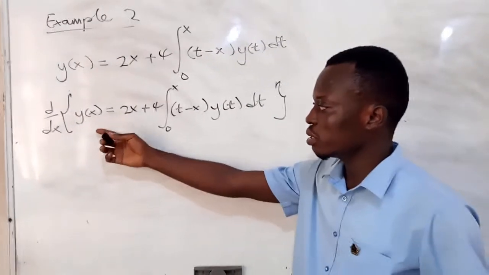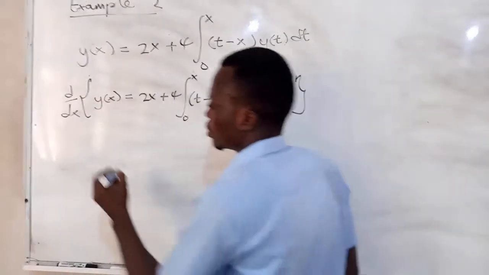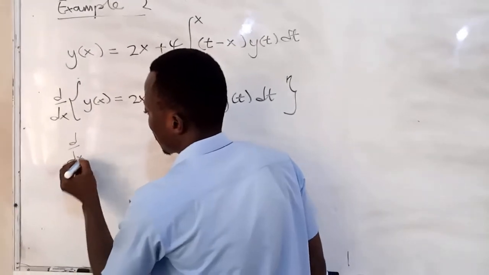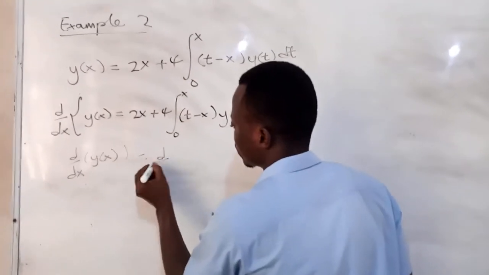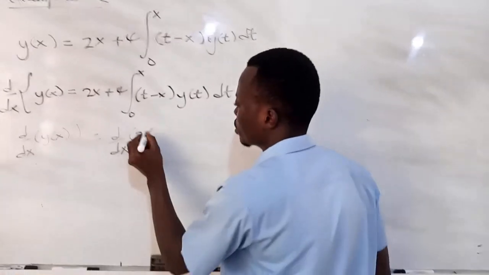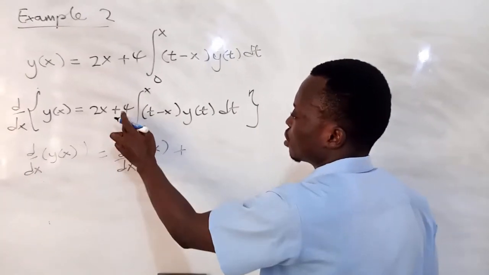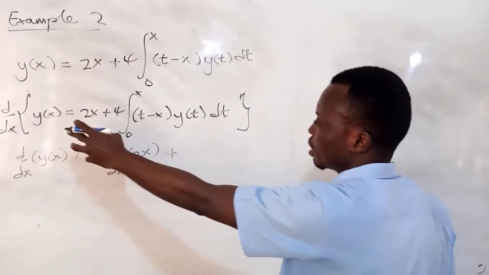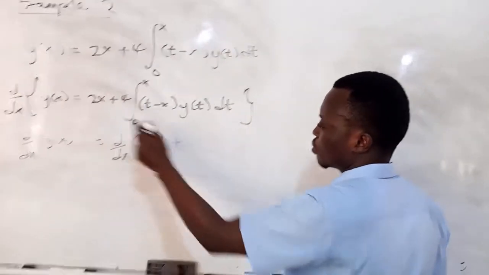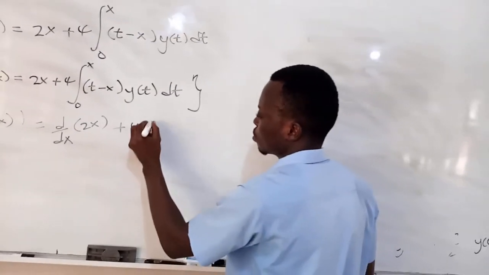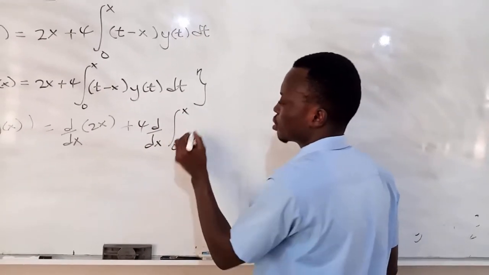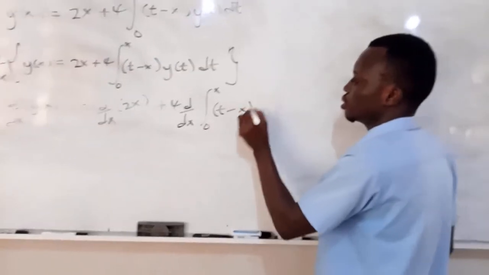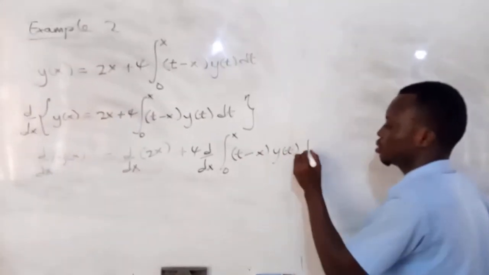Now you differentiate term by term. Which is equal to d/ds of s squared, that is 2s, plus. The differential operator is a linear operator, so you can just bring the d/ds outside. d/ds of the integral from 0 to s of (t minus s) y of t dt.